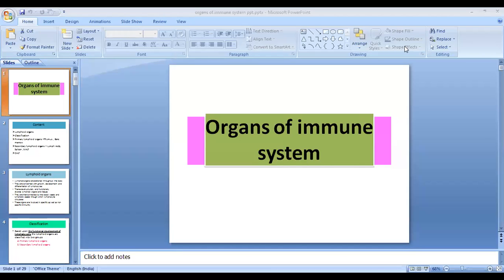We all had studied that day about the cells of the immune system, the different cells of the immune system. Besides the cells, there are different organs of the immune system, which are involved in enhancing our immunity. From these organs, the different cells develop. So we will study in detail what those organs are.